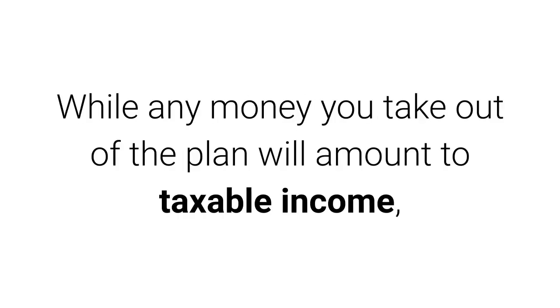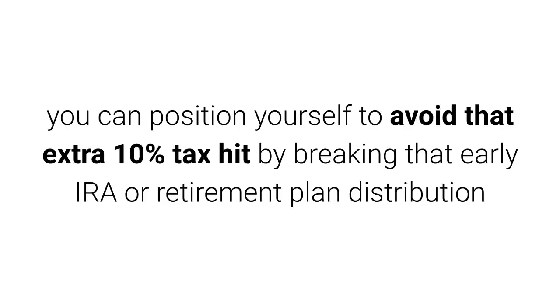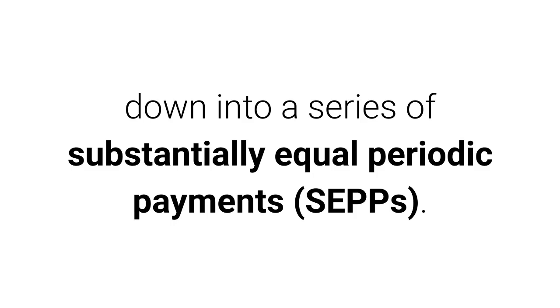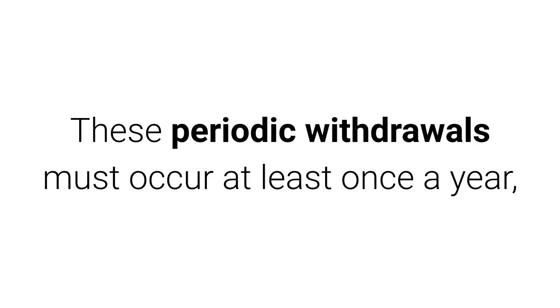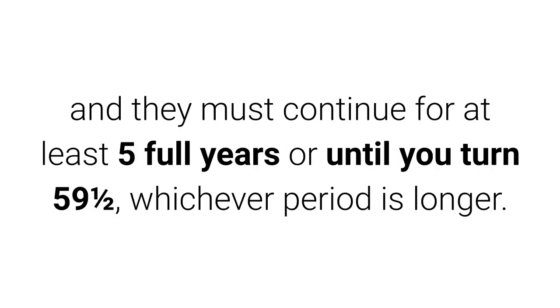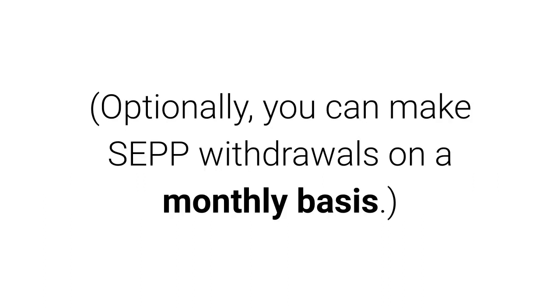While any money you take out of the plan will amount to taxable income, you can position yourself to avoid that extra 10% tax hit by breaking that early I.R.A. or retirement plan distribution down into a series of substantially equal periodic payments, SEPPs. These periodic withdrawals must occur at least once a year. And they must continue for at least 5 full years or until you turn 59 and a half, whichever period is longer. Optionally, you can make SEPP withdrawals on a monthly basis.